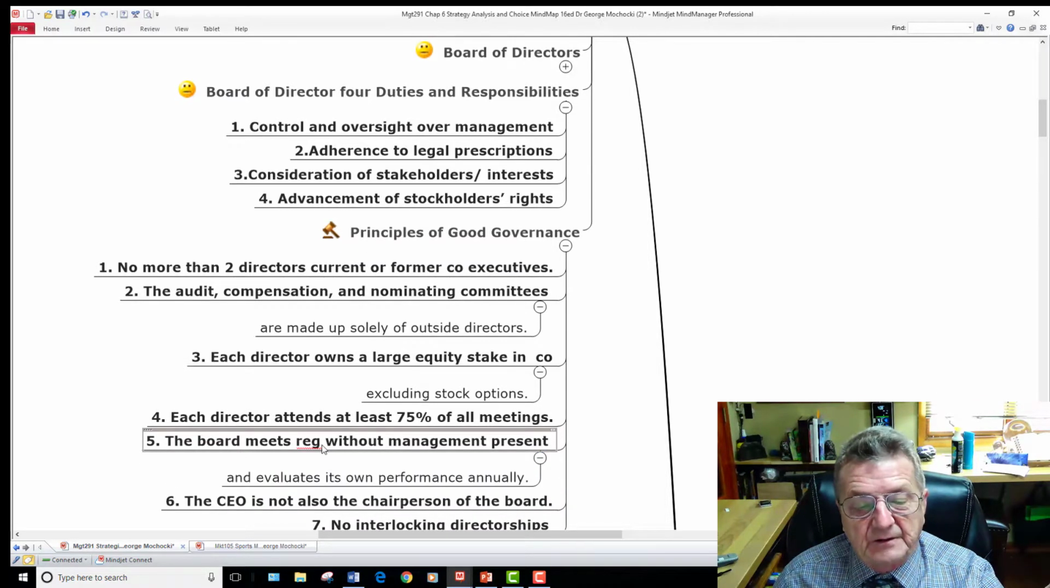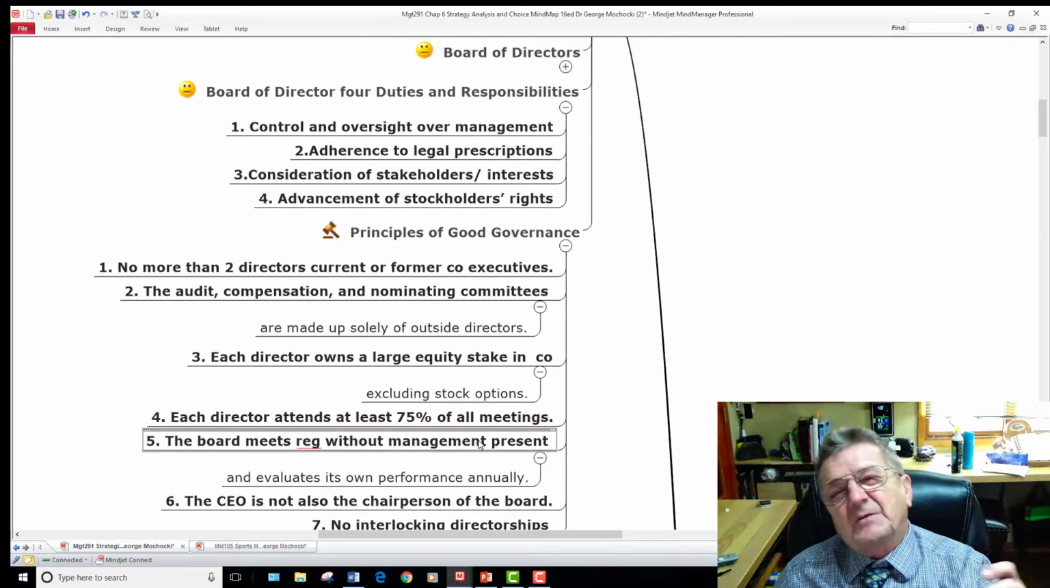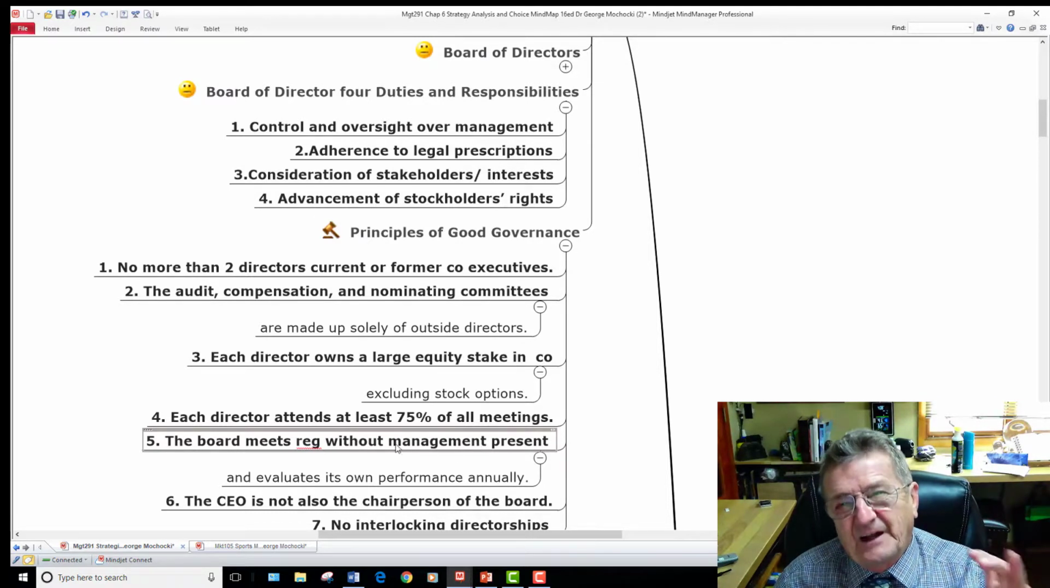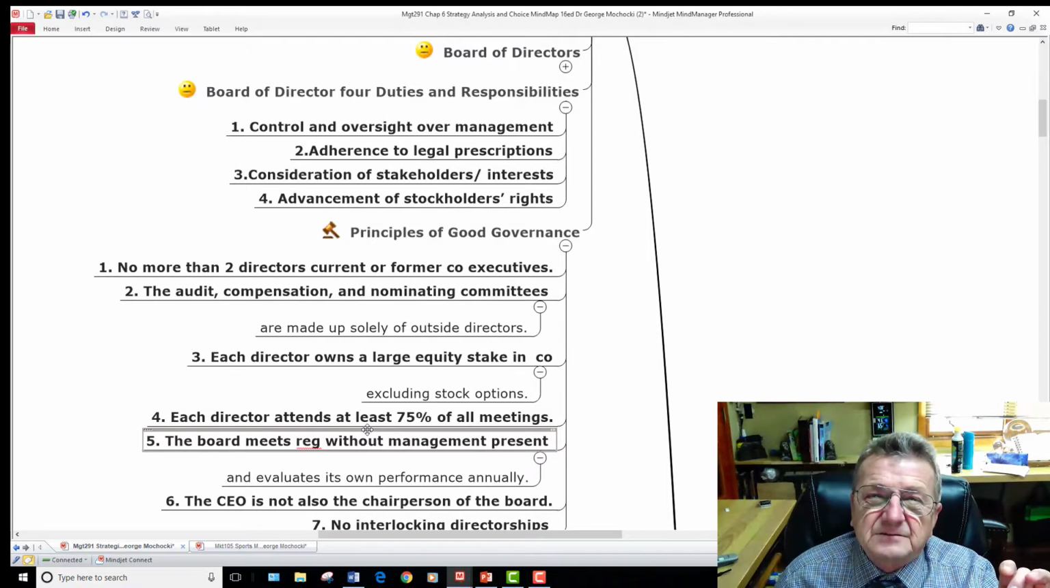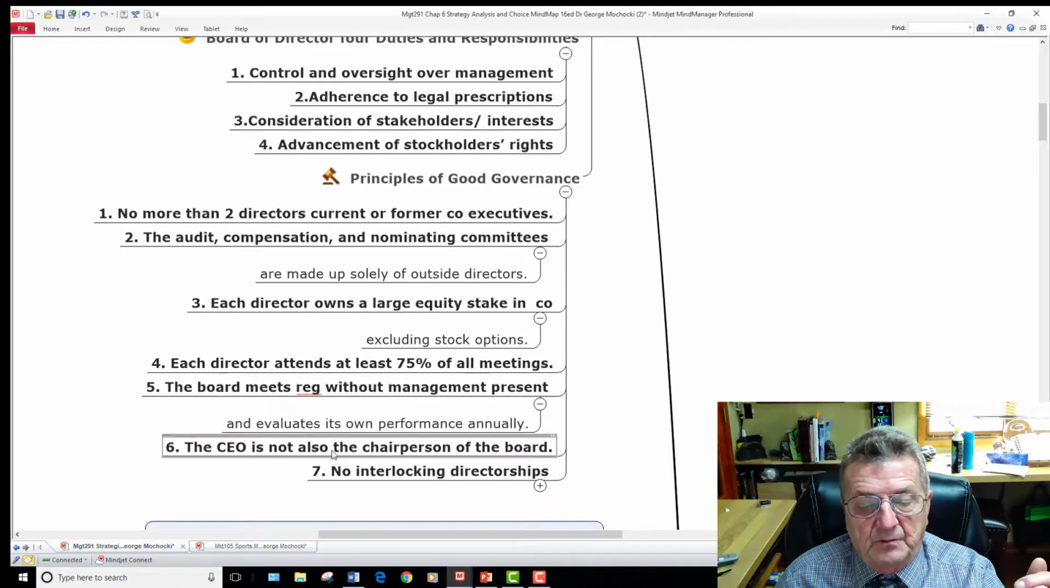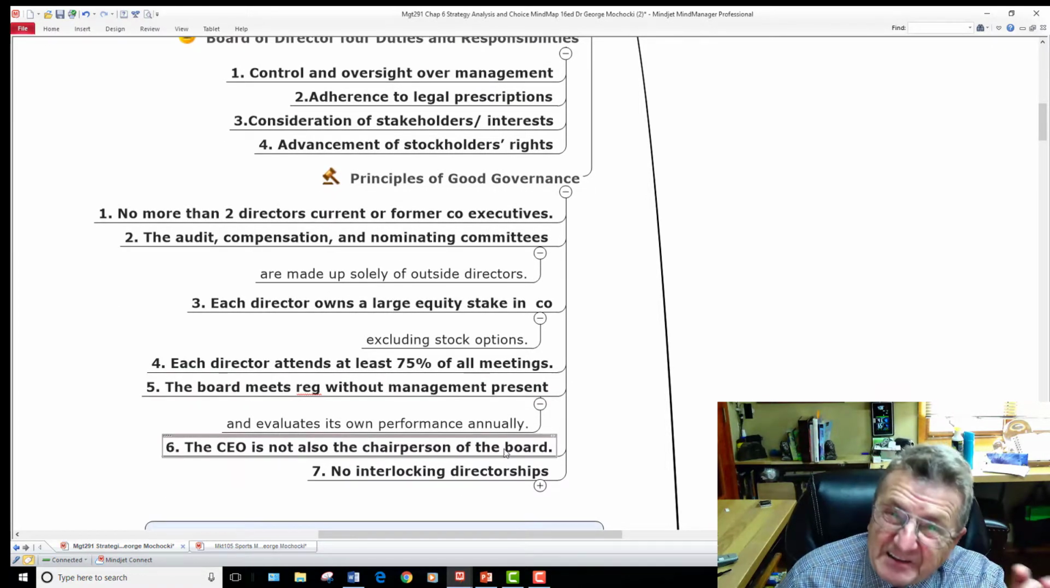A board of directors meets regularly without the management present. You don't want management in there because you're making a decision. We're not talking about management generally. We're talking about the president, vice president, the higher echelon, not the lower management. When they meet, they're talking about the big decisions or changes to the organization. Okay, the CEO is not also the chairman of the board.